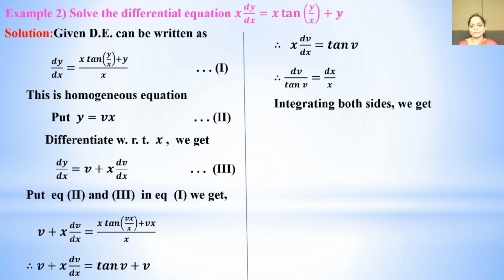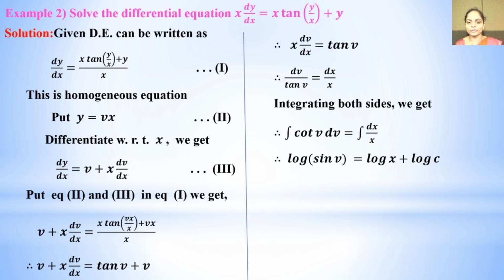Integrating both sides we get integration of dv divided by tan v is equal to integration of dx divided by x. But we know that 1 upon tan v is equal to cot v. So it becomes integration of cot v dv is equal to integration of dx divided by x. We know that the integration of cot x is log of mod of sin x, and integration of 1 upon x dx is log x.